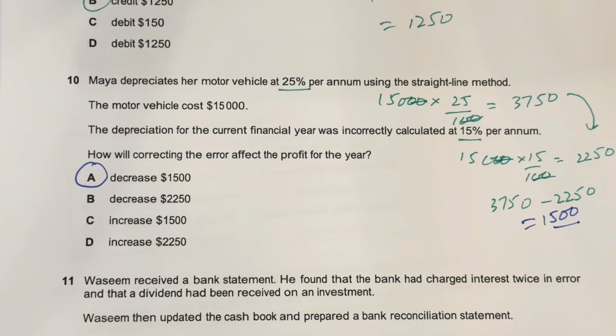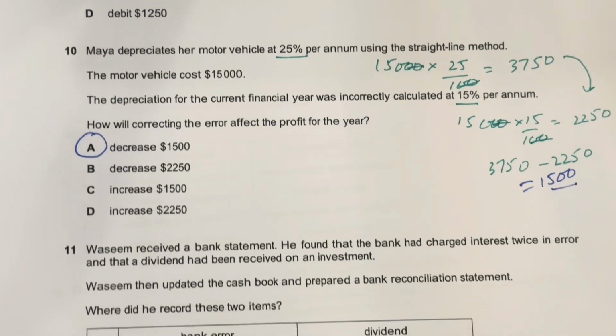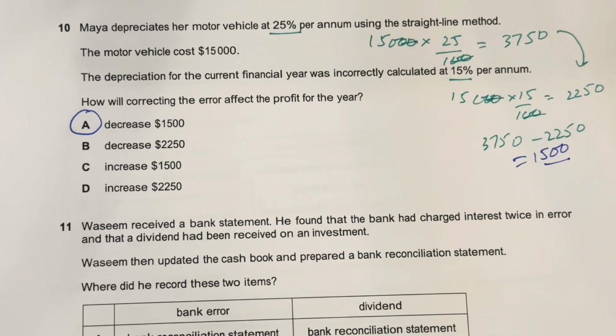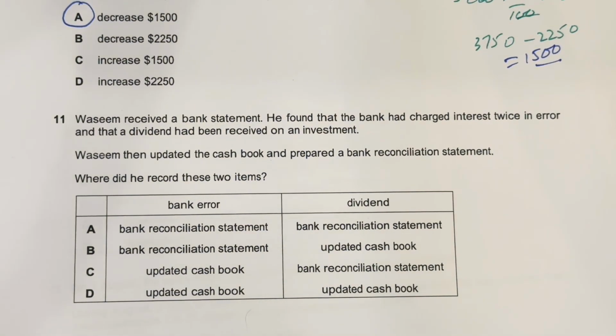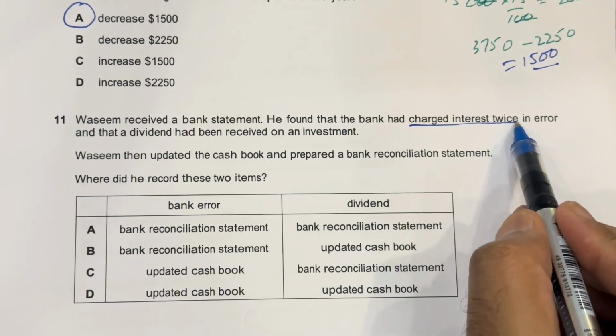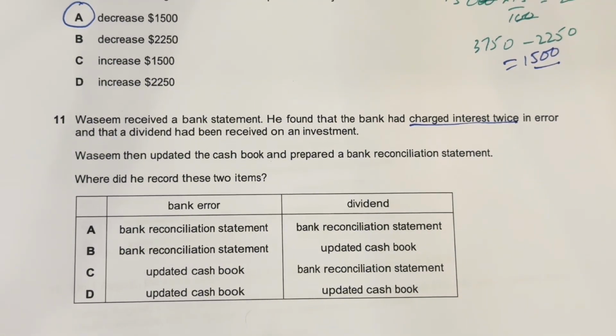Now we will move to question number 11. Question number 11 is that, okay, Wasim received a bank statement. He found that the bank had charged interest twice in error, and a dividend had been received as an investment. So it was an error in which the bank had charged interest twice. Wasim then updated the cash book and prepared a bank reconciliation statement.